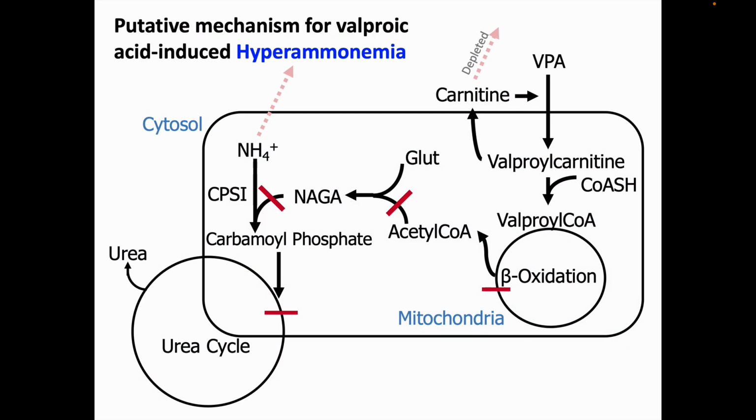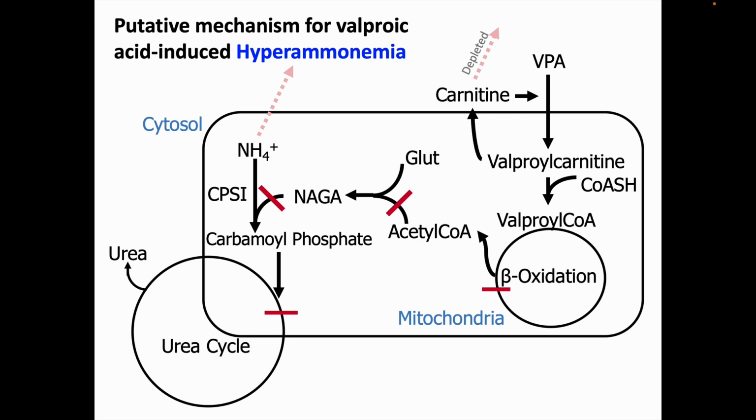This slide shows a putative model for how valproic acid can result in hyperammonemia. Starting in the upper right, we see again that valproic acid will deplete carnitine, which leads to inhibition of beta-oxidation. Less beta-oxidation results in lower acetyl-CoA levels. Less acetyl-CoA means that less of it gets combined with glutamate to synthesize NAGA, or N-acetyl-glutamic acid.